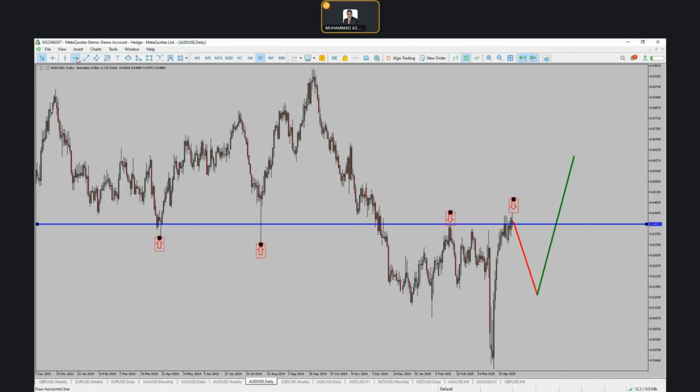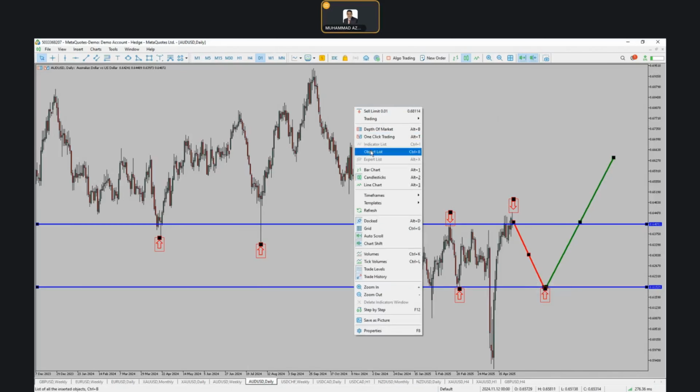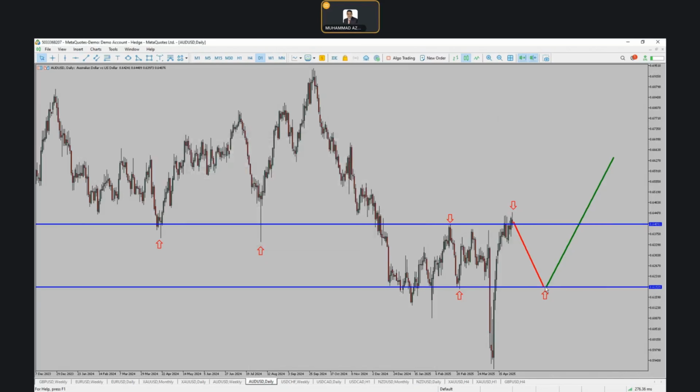Now, how far is it going to drop? The way I see, we are going to get a drop in price action around, I would say, 0.6193. Why? Because we have support over here. So this is the expectation, and the way I see it, the Aussie dollar is most likely going to drop.